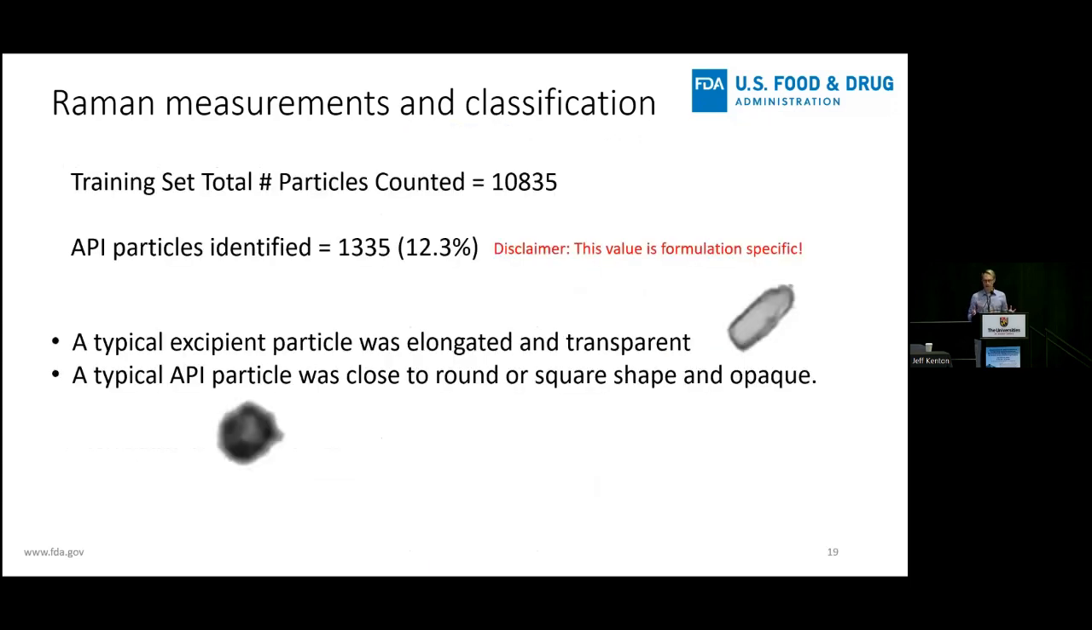So we have our training set. It consisted of closer to 11,000 particles. And of those 11,000 particles, we identified about 12% of them as API particles. And I put a disclaimer here. This is just dependent on this formulation in particular. Every other formulation will vary from this value. And we found that a typical excipient particle was elongated and transparent, shown on the right, and a typical API particle was close to round or square-shaped and opaque.